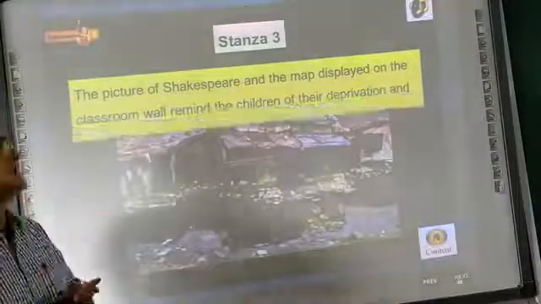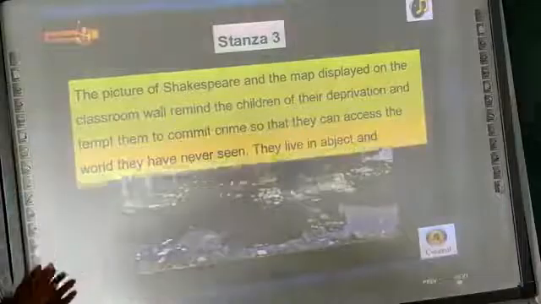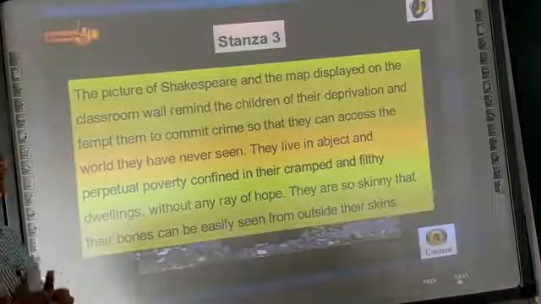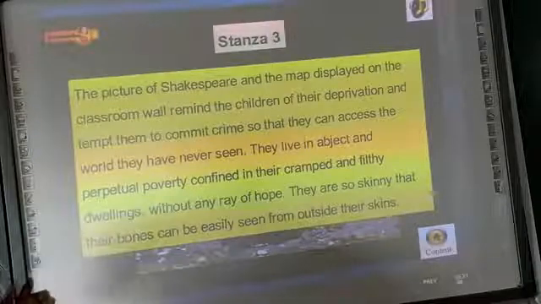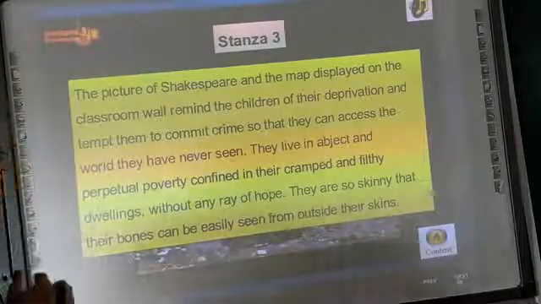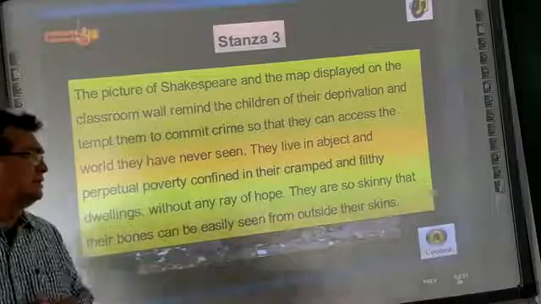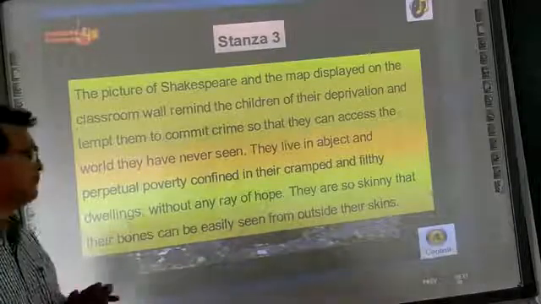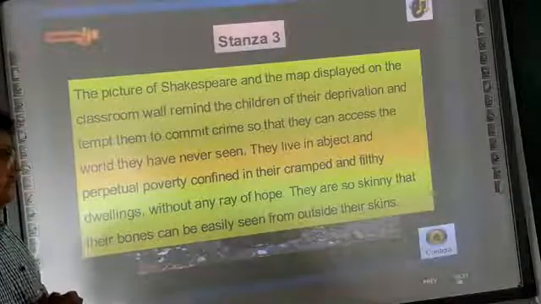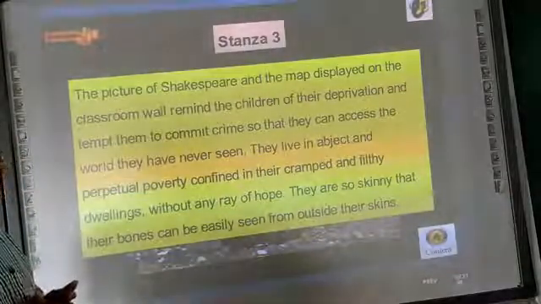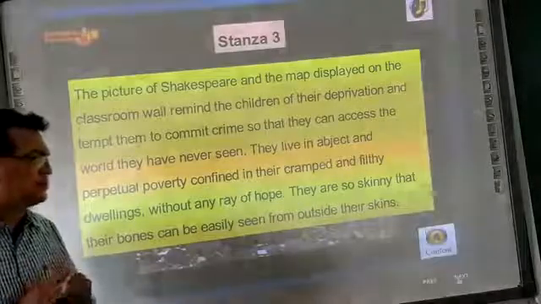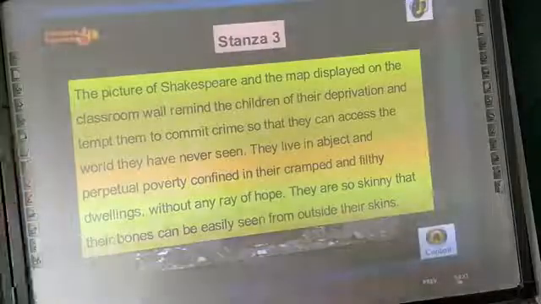Let's go to stanza number 3. The picture of Shakespeare and the map displayed on the classroom wall remind the children of their deprivation and take them to commit crime so that they can access the world they have never seen. They live in abject and perpetual poverty, confined in their cramped and filthy dwellings, without any ray of hope. They are so skinny that their bones can be easily seen from outside their skins.